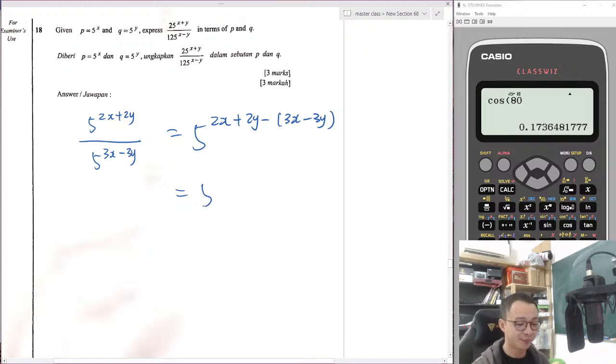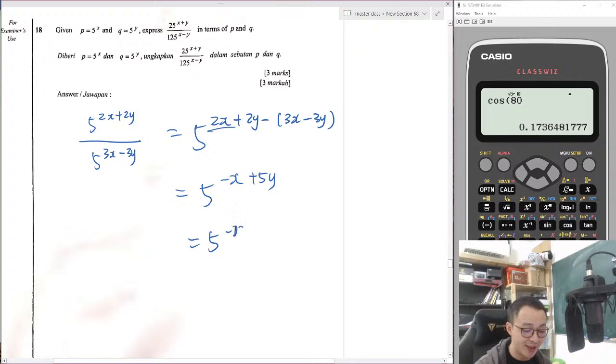I'm sorry. So 2x minus 3x is negative x. Alright, then never mind. And then 2y plus 3y is 5y. So this is 5x. Never mind. Step by step. If I go straight away, some students might feel a bit confused.